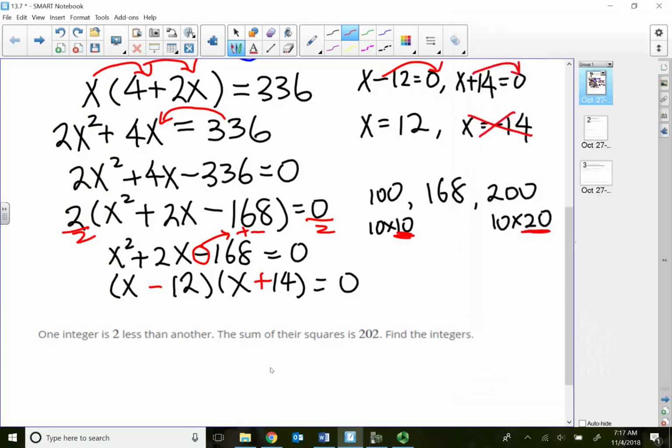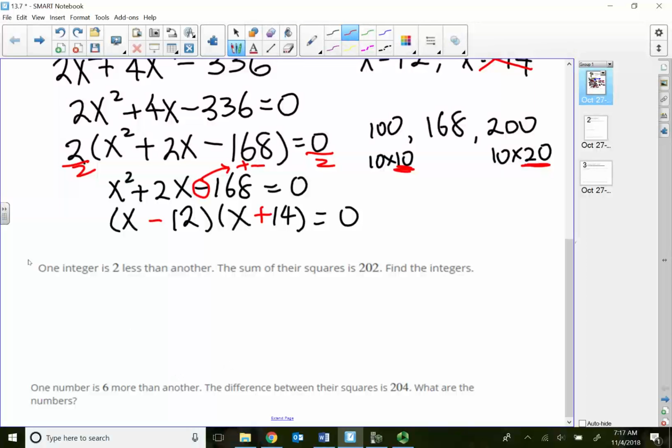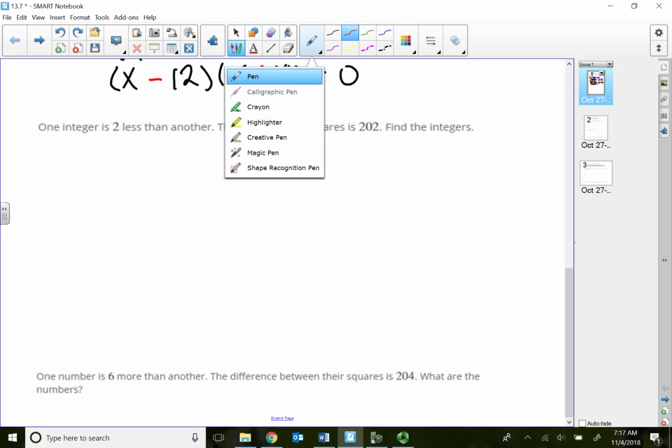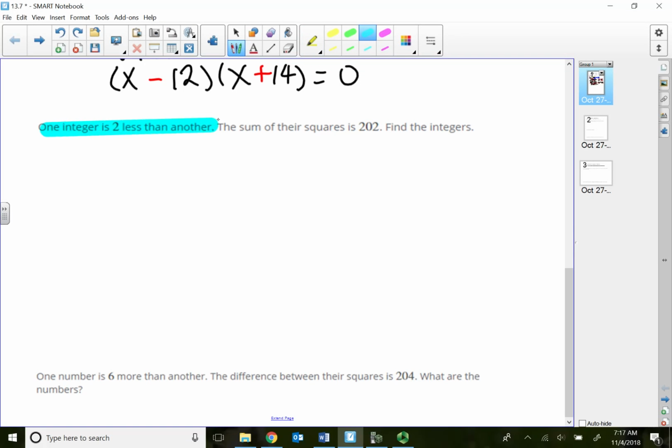All right, why don't we try another one? One integer is 2 less than another. So again, same type of translation. Two items here. I got one integer and I got another. This time the problem does not say positive. So I'm actually going to have two sets of answers here in a minute. Since another integer is listed at the end, that will be x.